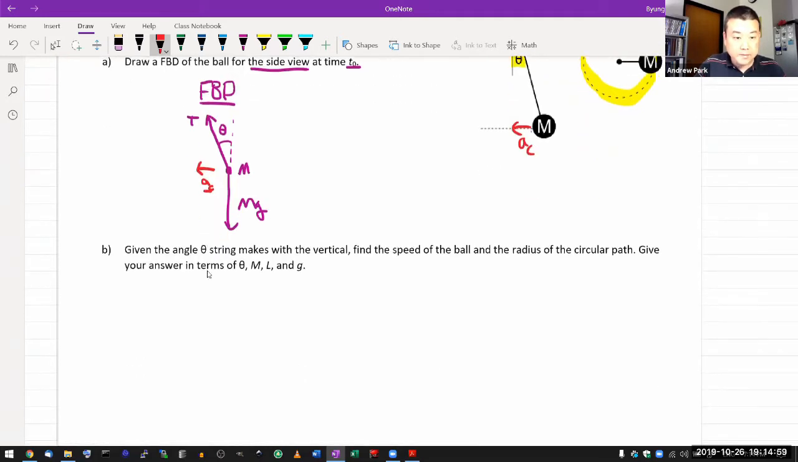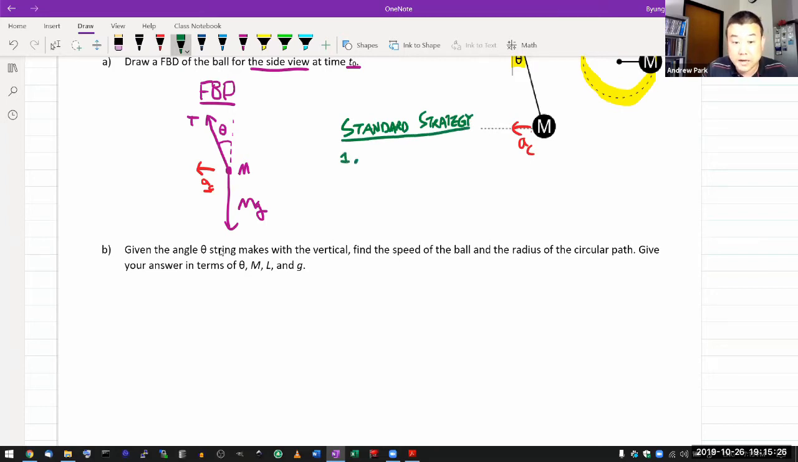Part B says, given the angle theta, the swing is vertical, find the speed of the ball and the radius of the circular path. So this is where I have to finish the rest of the standard strategy. Let me write out the steps for the standard strategy as a reminder. I don't know if you want to write out this scratch work on the example, but there's going to be enough space.